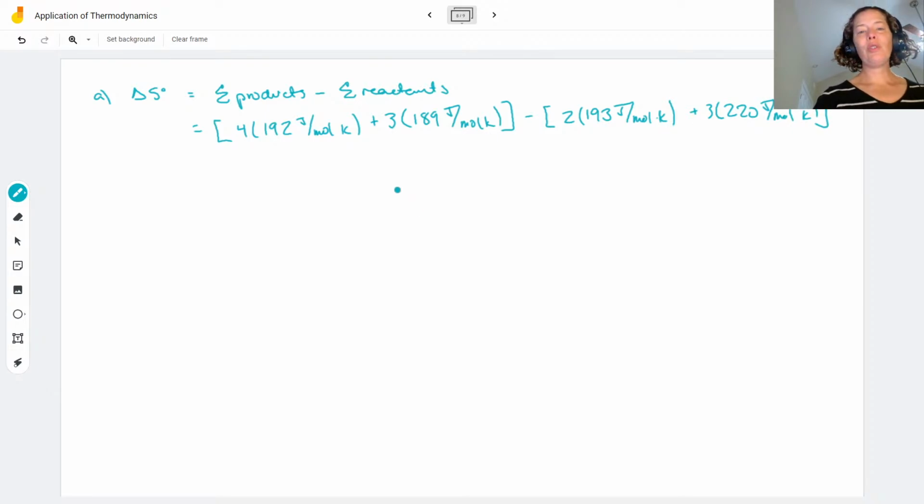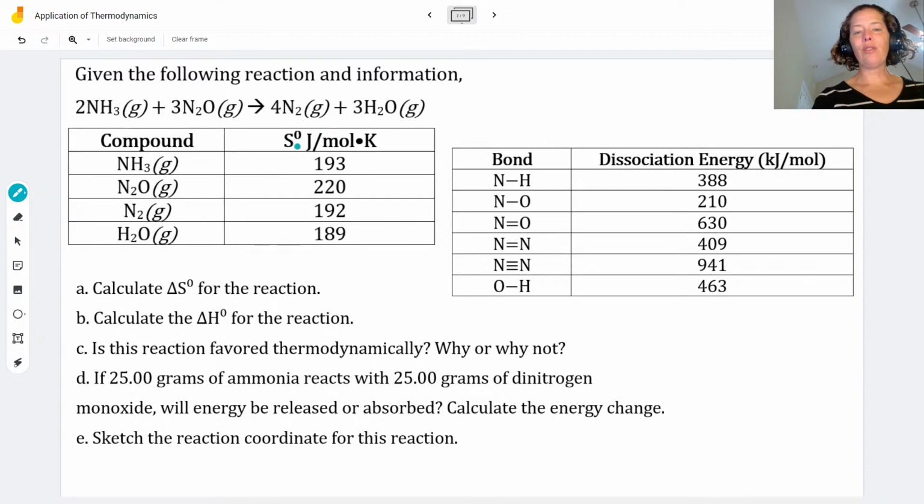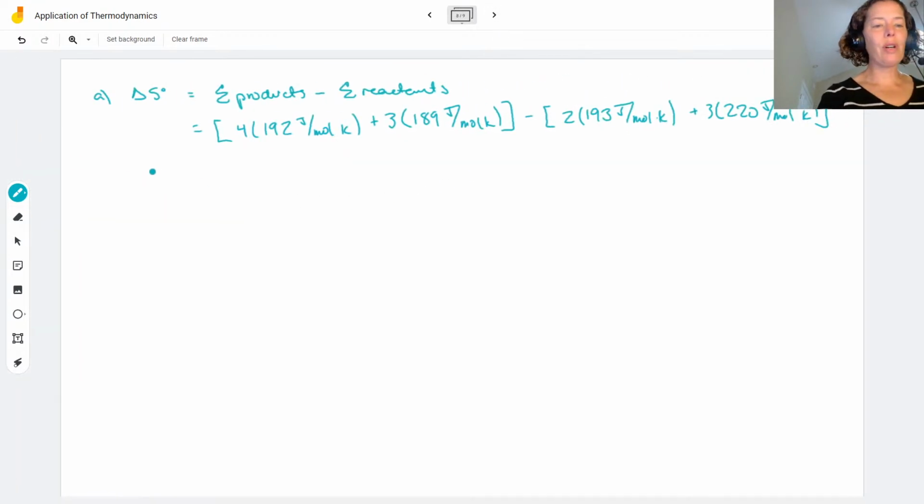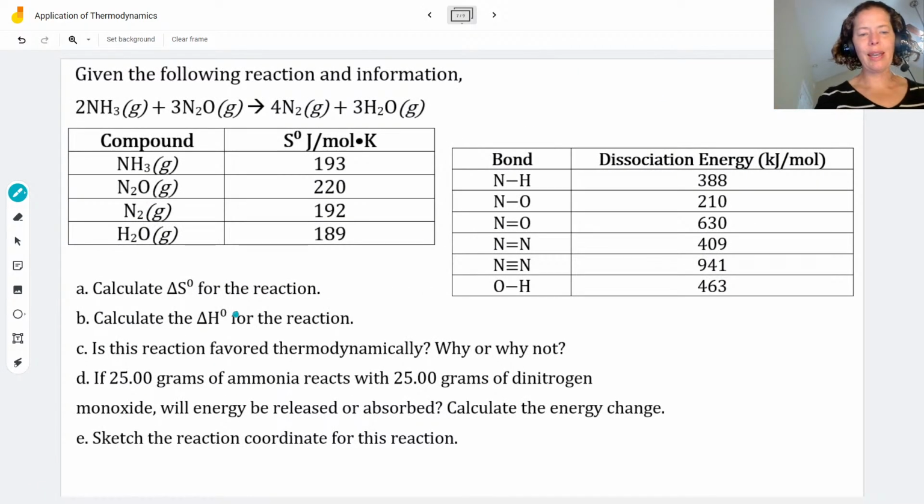Now the nice thing is when you're reading a table like this, your units are always going to be consistent. So that is something always to look for, is consistent units. Okay, so our delta S, I am just plugging and chugging into my calculator. This is 289 joules per mole K. All right, so I believe the next part they wanted to calculate enthalpy. Yeah. Okay, so now they want delta H for this reaction.